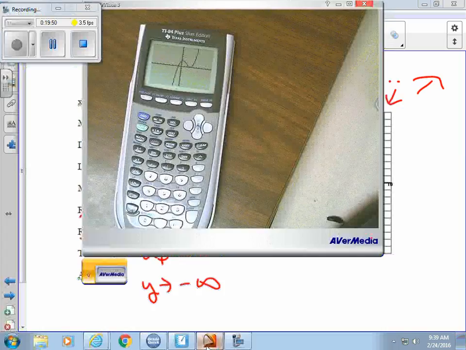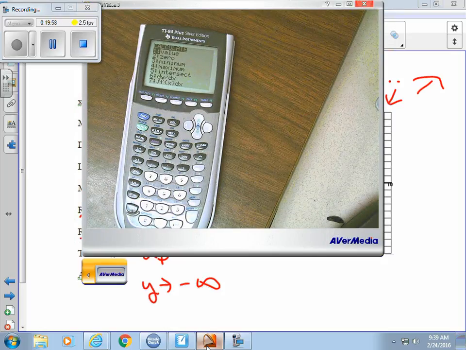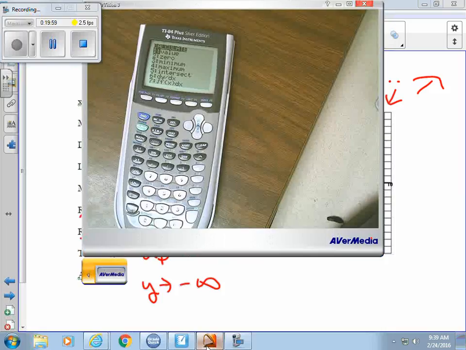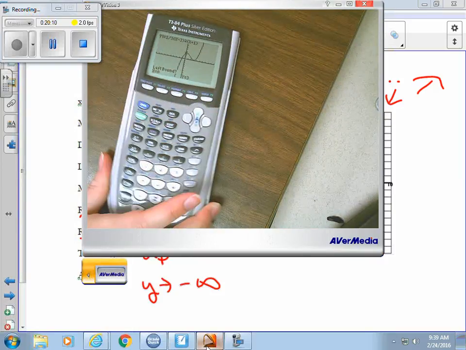The question is, find the maximum or minimum, or both. Relative maximum or relative minimum. Those are the peaks and valleys on the graph. If you go to second trace, you notice that those are buttons in your calculator. So the first thing I'm going to find, we'll do minimum first. I want everyone doing this with me because a lot of people have a hard time with these calculator steps.